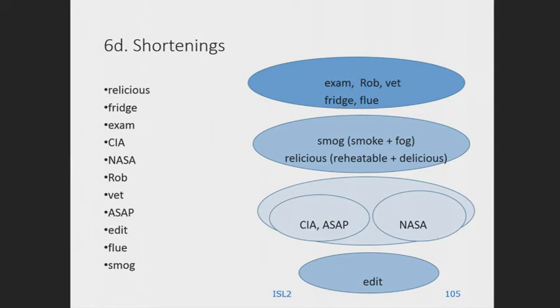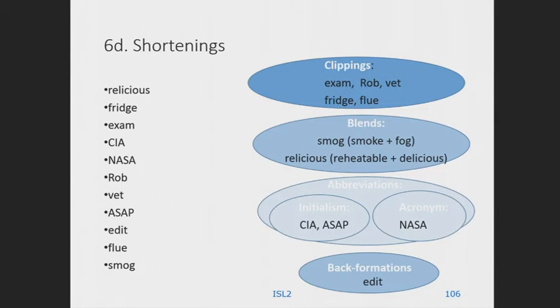All right. I've grouped them like this. I would say exam, rob, vet, and fridge, and flu are fairly similar in a way because they're all clippings. So I've clipped away a bit from Robert, from veterinarian, from examination, refrigerator, and influenza. And you can already see you can clip front and back, right? What we usually have left is the stressed syllable. Not always, but almost always.